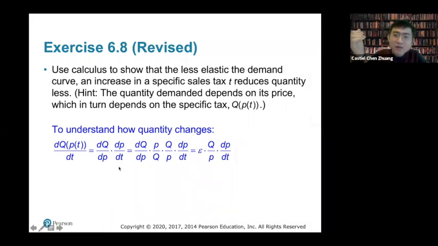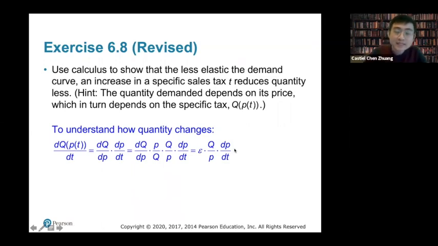But then we want to relate this to elasticity. So recall that elasticity is dq over dp times p over q, but we don't have p over q here. Let's just add p over q and then add q over p so that we're not adding anything. By doing so, we can actually extract the epsilon from this expression. So now we have epsilon times q over p times dp over dt.